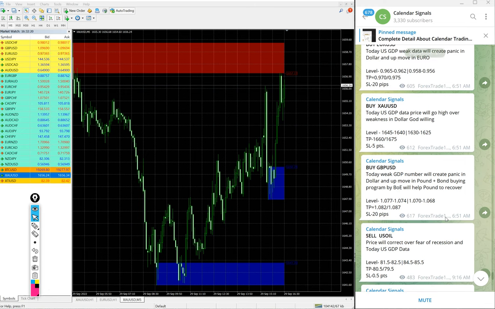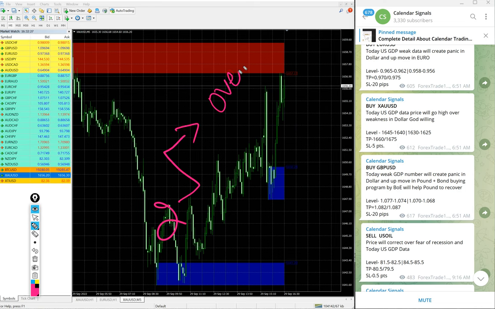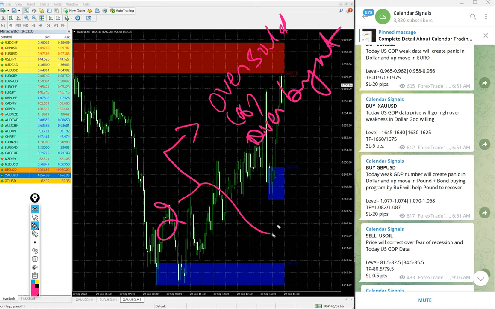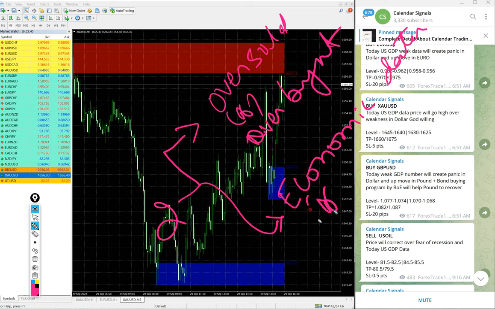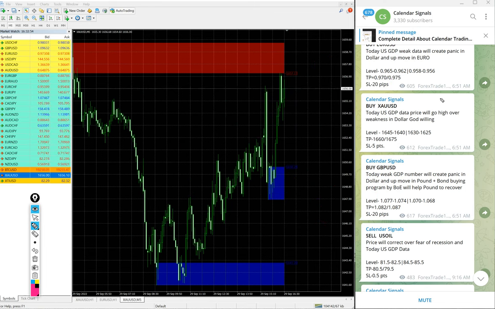In calendar signal, we are posting signals based on two aspects. One is oversold or overbought market condition. Another reason is signals given based on economic data or news. Based on these reasons, we give the signals on this channel. Signals posted in this channel are not random buy or sell. We always give strong reasoning why we are giving that particular buy or sell.